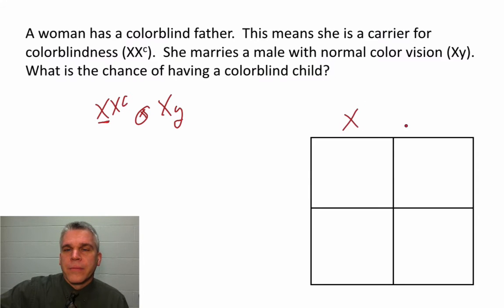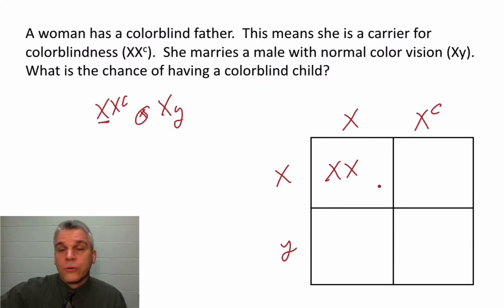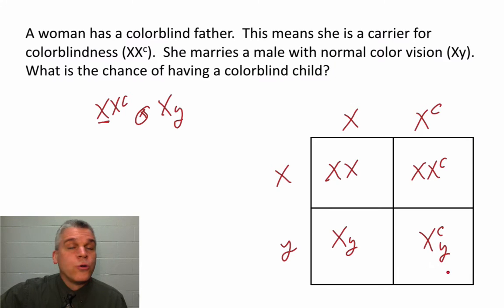So we put these two together, we separate the two chromosomes in this case, and now we have to show all the different possible outcomes. So there is a girl who has normal color vision. There's another girl who has normal color vision, but she is a carrier. Here is a boy with normal color vision, but here is a boy who is colorblind.